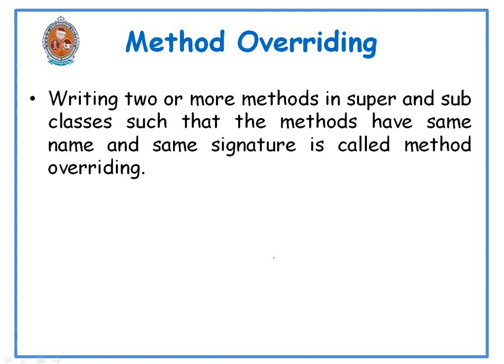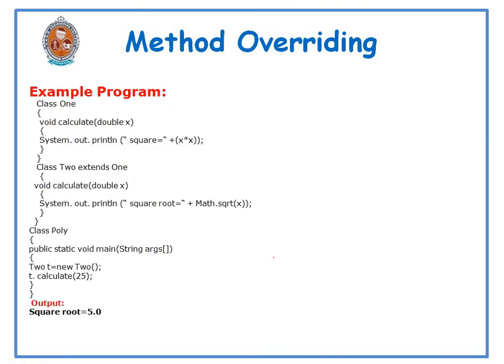That is, when we create the object for superclass, then it calls the superclass method. When we create the object for subclass, then it invokes the subclass method. So here the compiler came to know which method is called after creating the object, that is at runtime. That is known as runtime polymorphism. So method overriding is the example for runtime polymorphism.